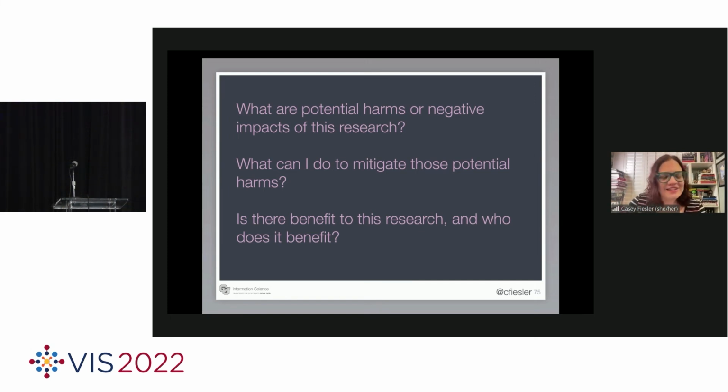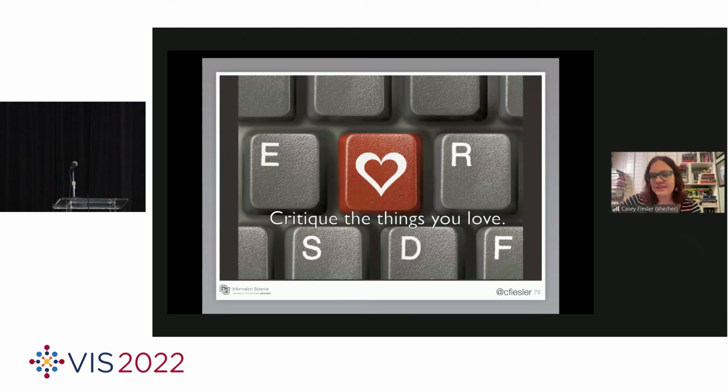So, I think that these are really important things for us to be thinking about. And as always, a note that I like to end on, which is that we critique the things we love. I think that there are research ethics issues pervasive throughout computer science, but a lot of people really want to know how to think through these things and to do the best that we possibly can.